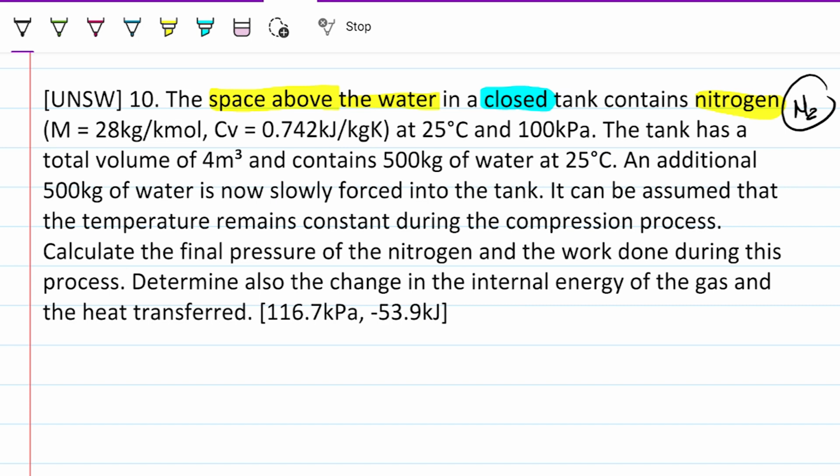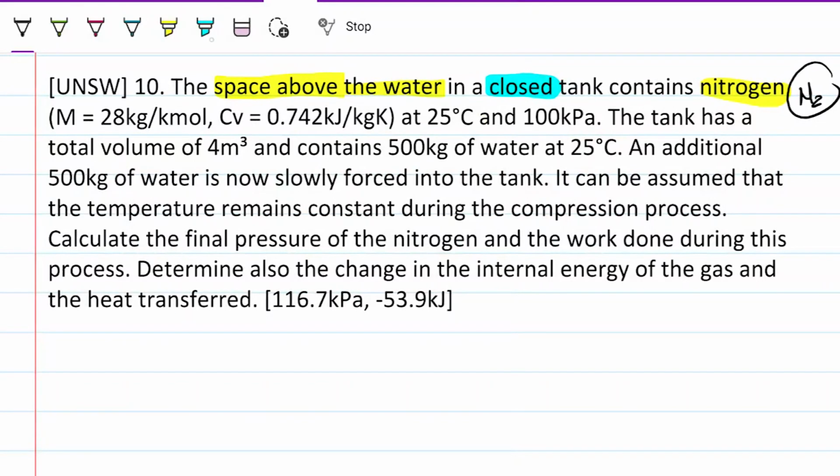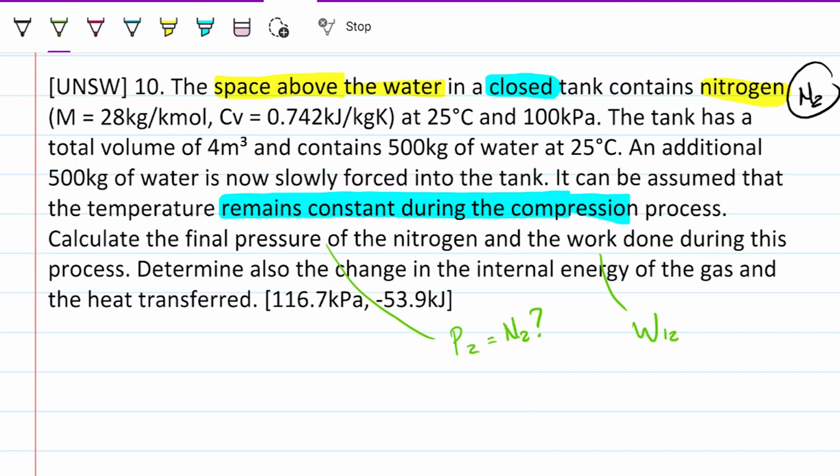And an additional 500 kilograms of water is slowly forced into the tank. It can be assumed that the temperature remains constant, so therefore this is an isothermal process, right? No change in temperature. And we are to calculate the final pressure, so this is what we're looking for: the final pressure of the nitrogen. The work done during the process, from 1 to 2. The change in internal energy from 1 to 2 for the gas, so for nitrogen as well. And the heat transferred.